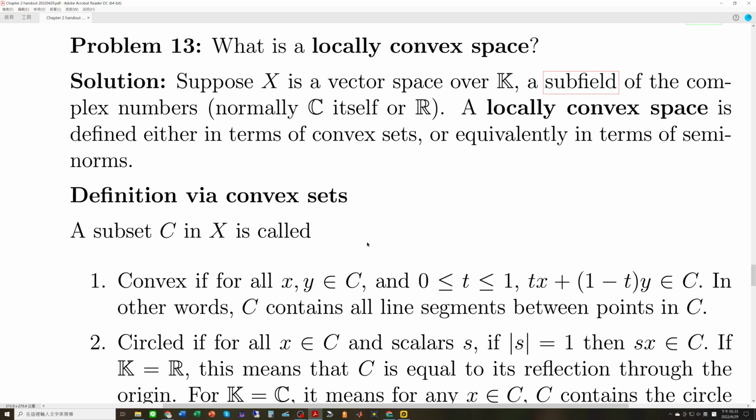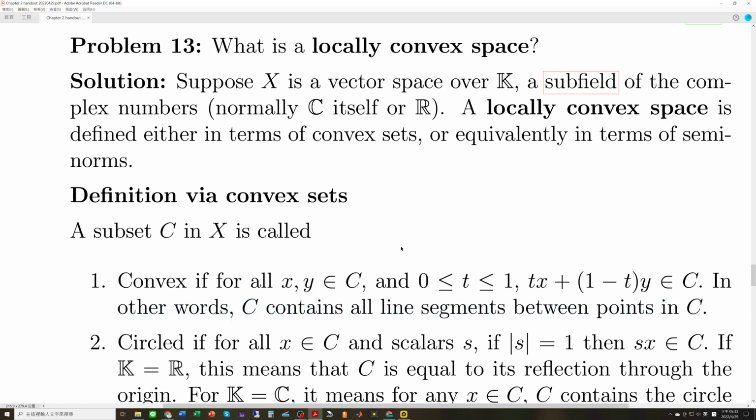Okay, I am back. So let us continue. A subset C in X is called convex if for all x, y in C and 0 is smaller than or equal to t and t is smaller than or equal to 1, then t times x plus 1 minus t times y is in C. In other words, C contains all line segments between points in C.